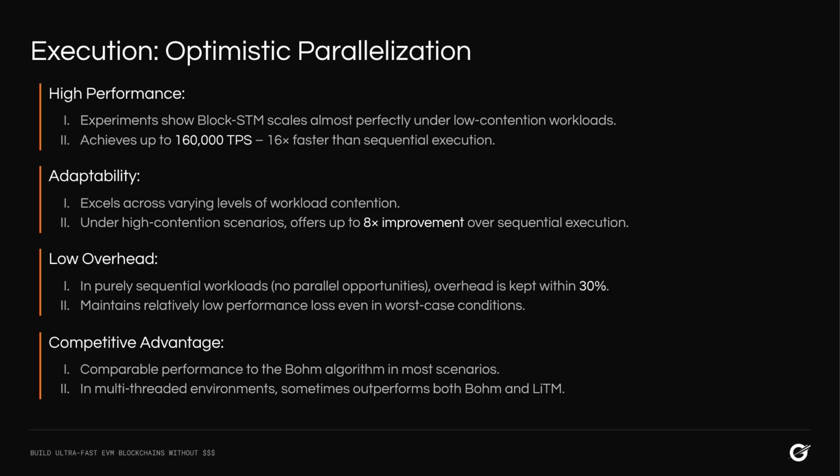And surprisingly, to many people's surprise, Block-STM is actually very, very fast, even though it's optimistic. In their paper, they can actually reach 160,000 TPS. And the overhead is actually pretty low in a purely sequential workload, meaning that there's no opportunity to parallelize anything. The overhead is only 30% slower.